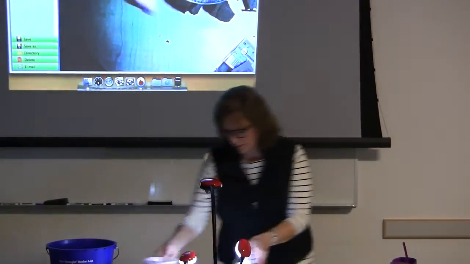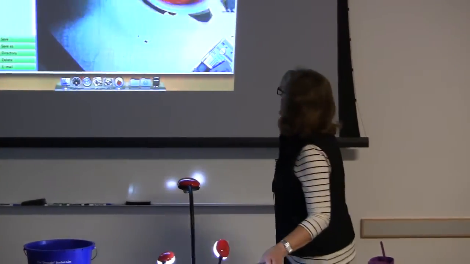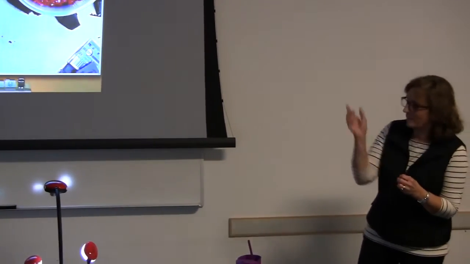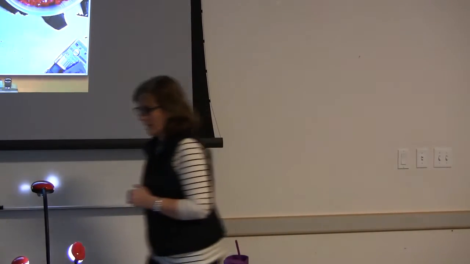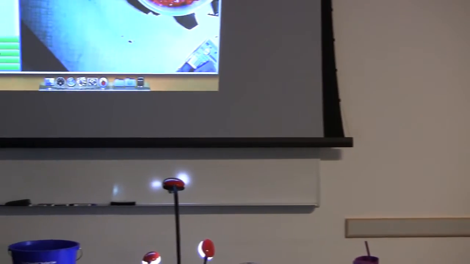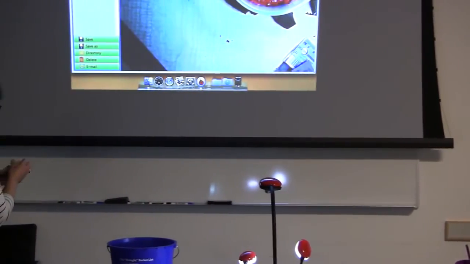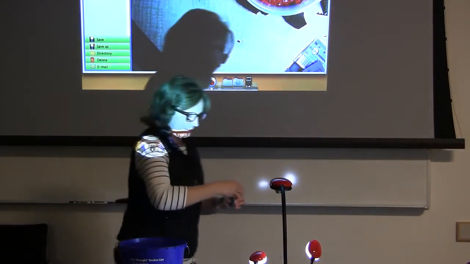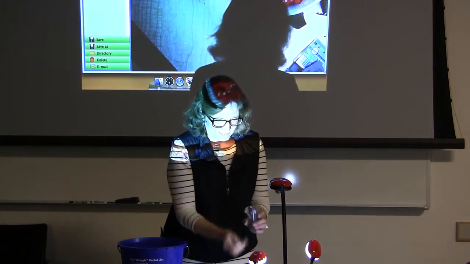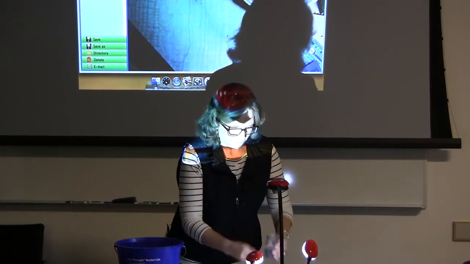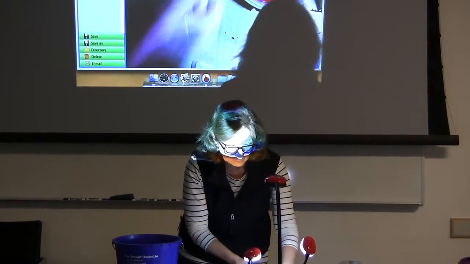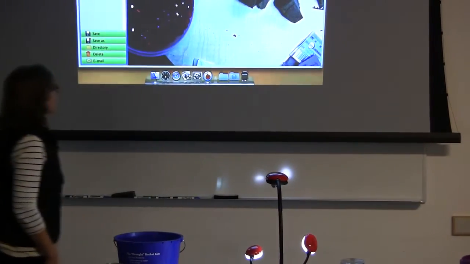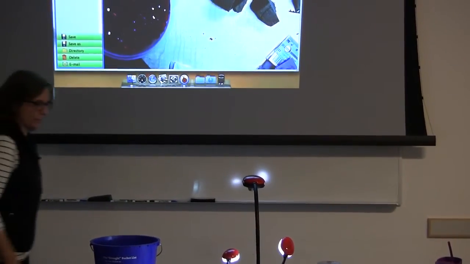And so we've got the sort of medium-sized particles. Those are the little red beads you may not have been able to see from the back. And then we have these little tiny seed beads. Hopefully you can get an idea what those are like in comparison.